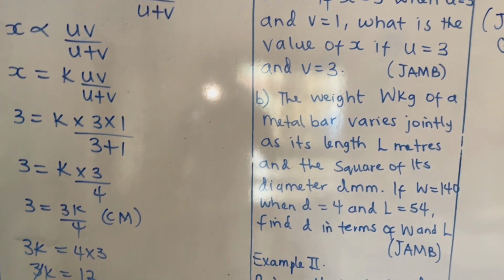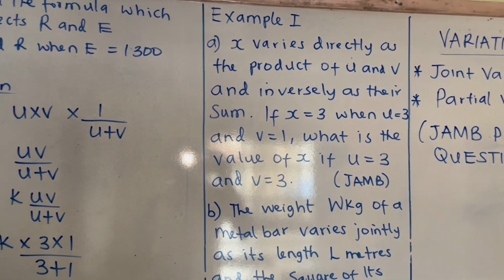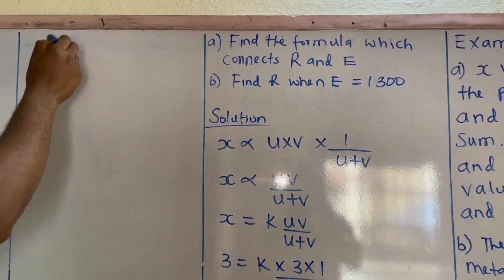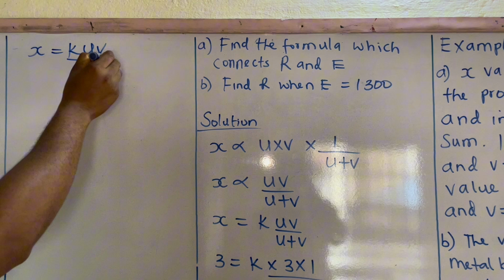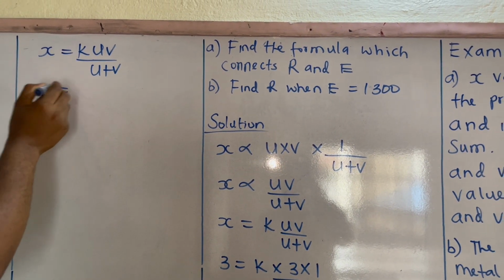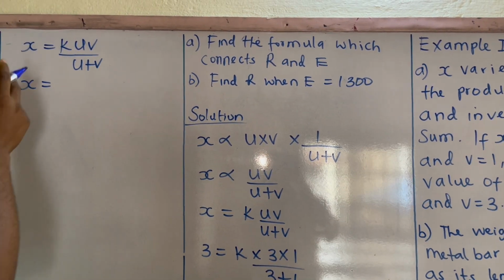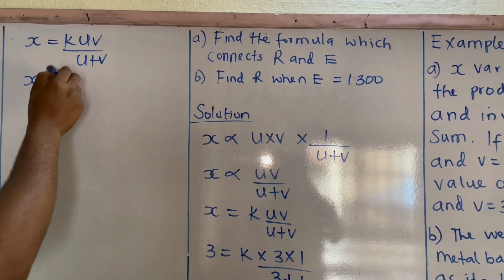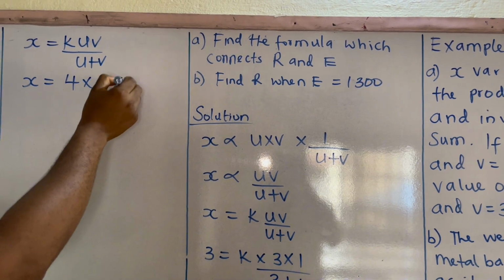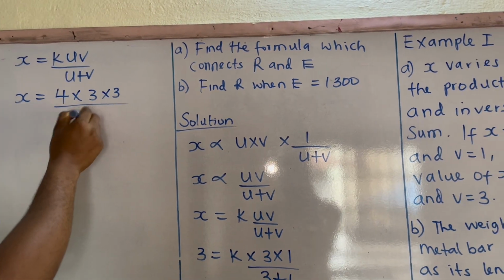Now the question is asking us what is the value of x if u is equal to 3 and v is equal to 3. So our equation says that x is equal to k uv over u plus v. So we are going to find x. We have discovered that k is equal to 4, times u as 3 times 3, over u plus v, that means 3 plus 3.